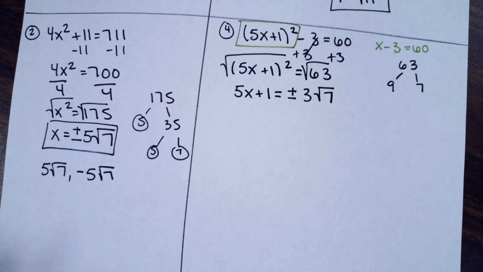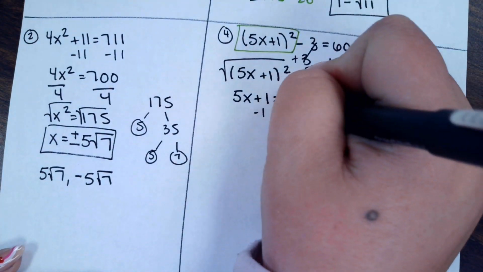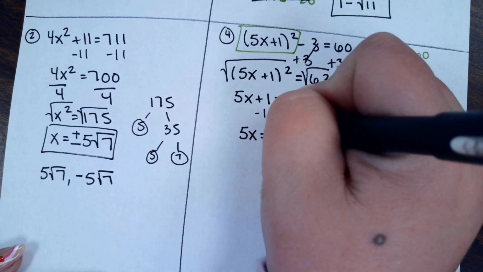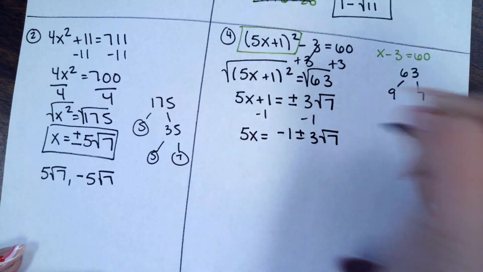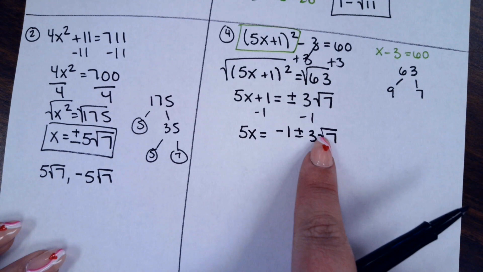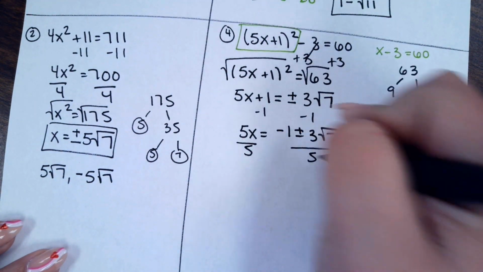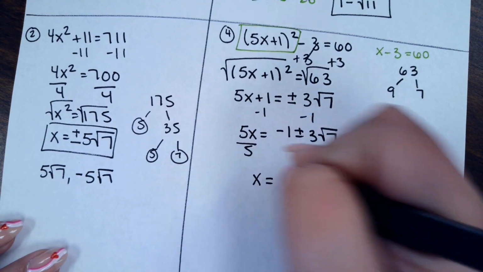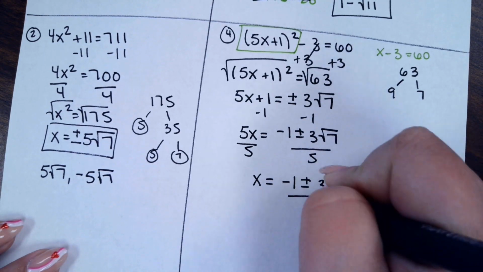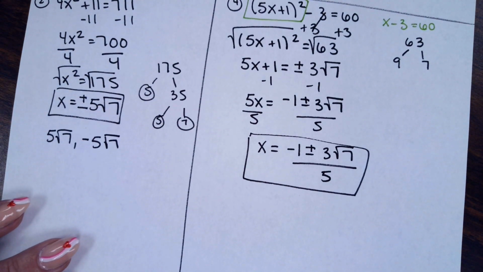Now, it looks similar to an equation that you did in Algebra 1. We've just got to isolate that x. So we subtract 1 from both sides. 5x equals negative 1 plus or minus 3 root 7. Make sure the root part of your answer is behind the plus or minus. And then we've got to divide by 5. So x equals negative 1 plus or minus 3 root 7 over 5. That is our final answer.